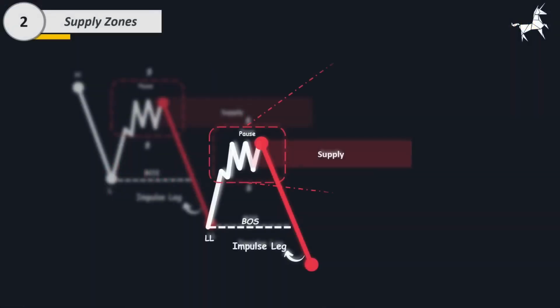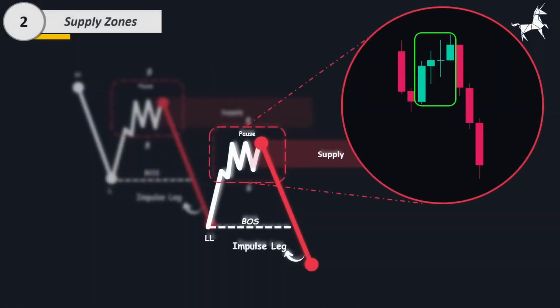The same principle applies in a bearish scenario. The final up-close candle, or a series of consecutive up-close candles, at the origin of the bearish expansion represents the supply zone. These candles also form inside or directly after the accumulation phase.